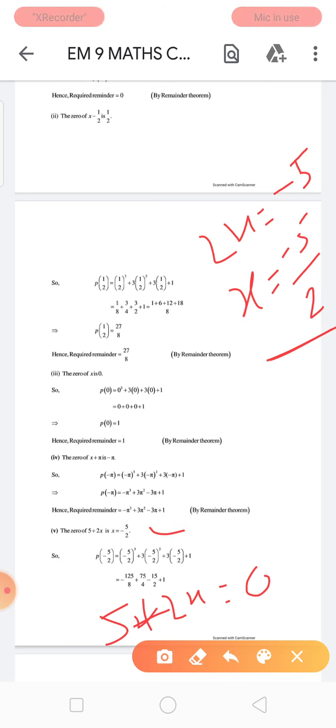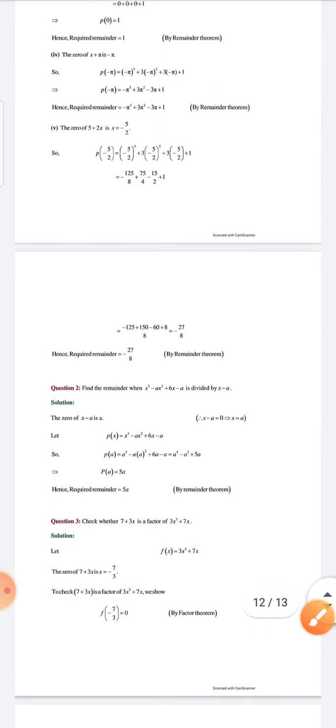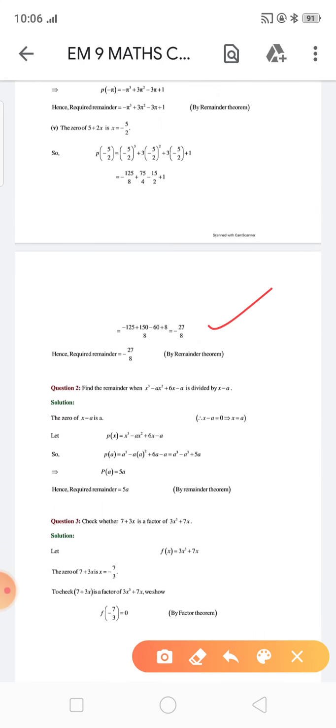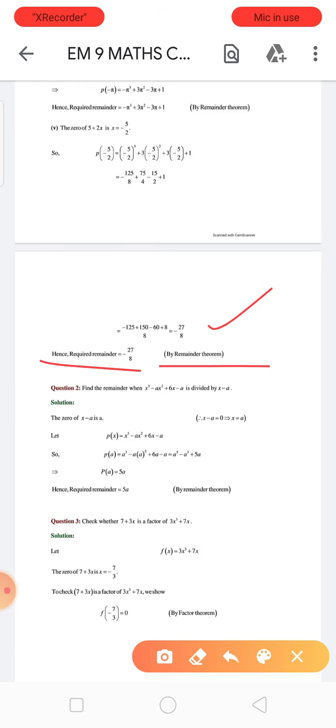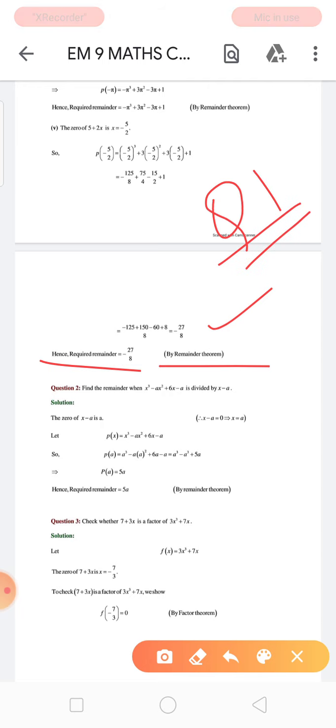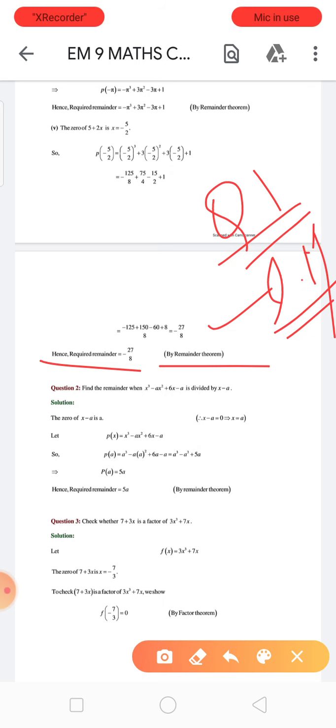Substituting the value of x equal to minus 5 upon 2 in our polynomial, we get P of minus 5 upon 2 is equal to minus 5 upon 2 whole cube plus 3 into minus 5 upon 2 whole square plus 3 into minus 5 upon 2 plus 1. Simplifying this step, lastly we get the remainder is minus 27 upon 8. Hence by remainder theorem, we say the required remainder is minus 27 upon 8. This question number 1 sum you can also solve by using long division method. You try it by long division method, and see what remainder you get.